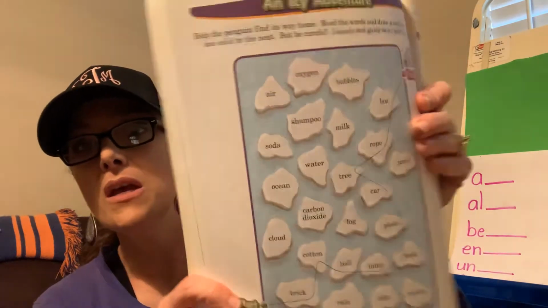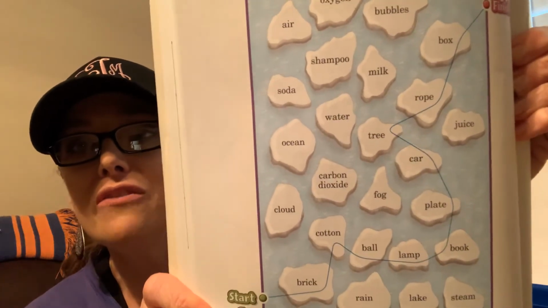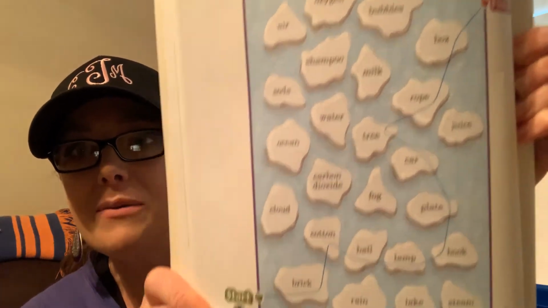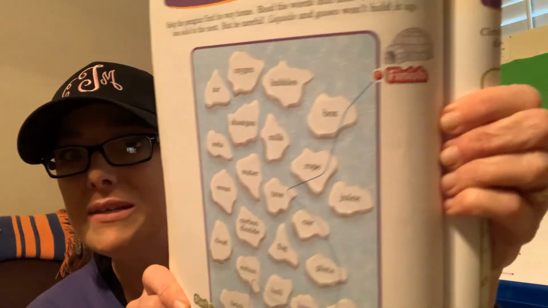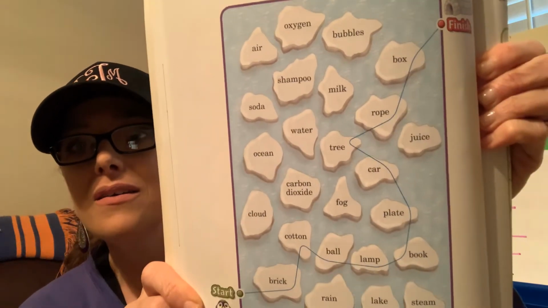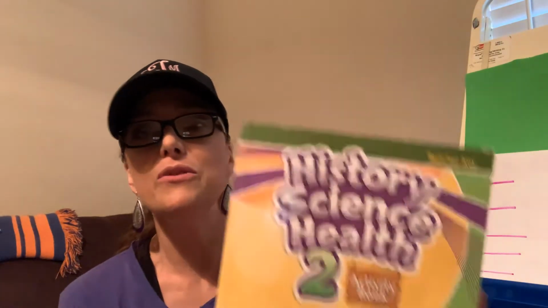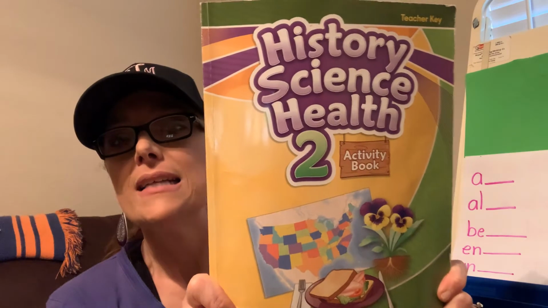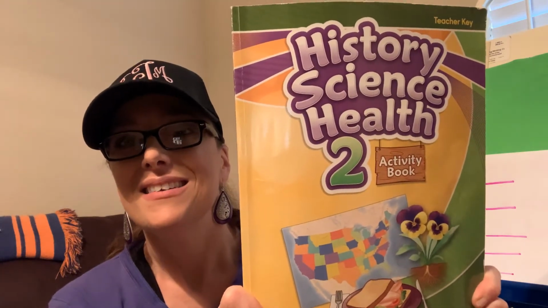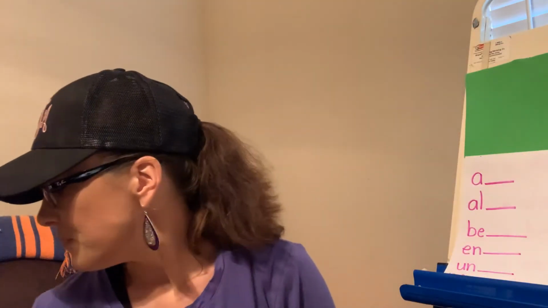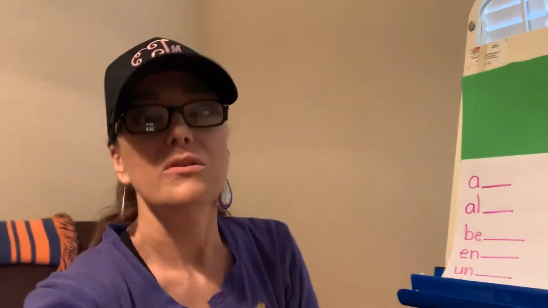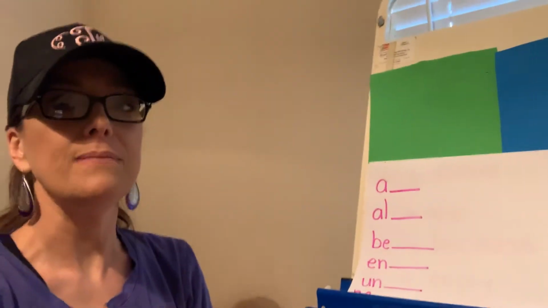So let me show you a snapshot of how to get your penguin to its igloo, where you should have gone. Do you see how we got the penguin to his home? Okay, we're thinking about solids, liquids, and gases. And that is all that you need to do today in your activity book for practice. All right. The next thing we're going to move along to is our phonics lesson.